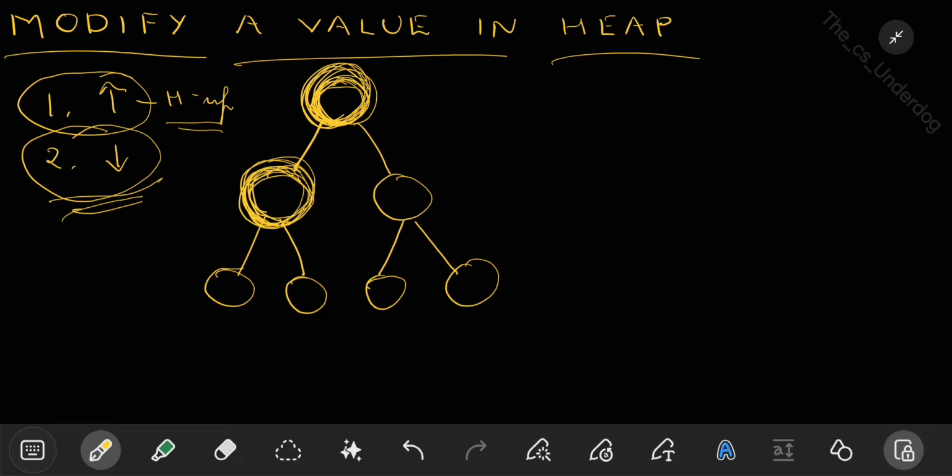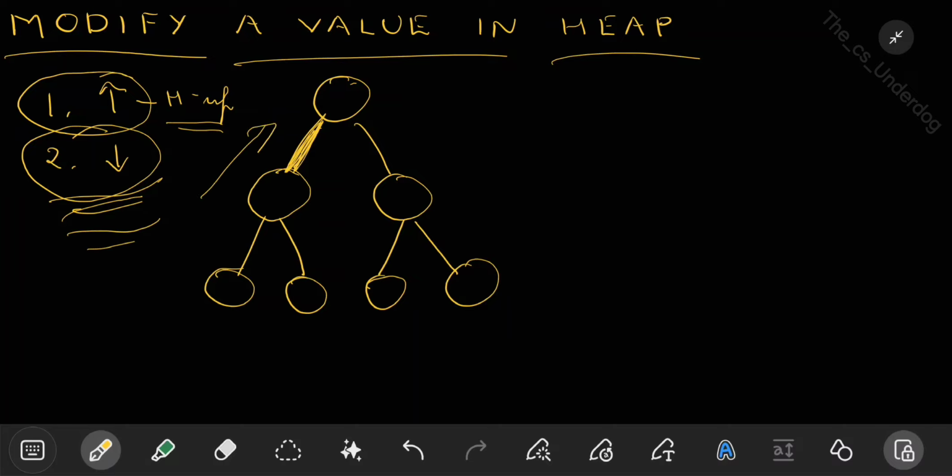In case you decrease the value, you know that this won't cause any problem in the path to the root, because whatever is above this is supposed to be larger than this. What did you do? You decreased the value. So there should be no problem in the path to the root. But there can be a problem in this subtree because you decreased the value. Max heap says value of parent should always be larger, and you decreased the value of parent. So there is a chance that any child of this parent may now be larger than the parent.